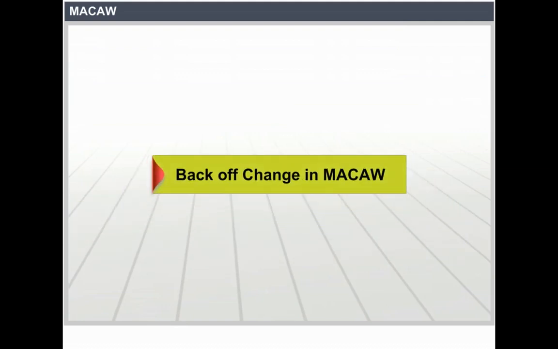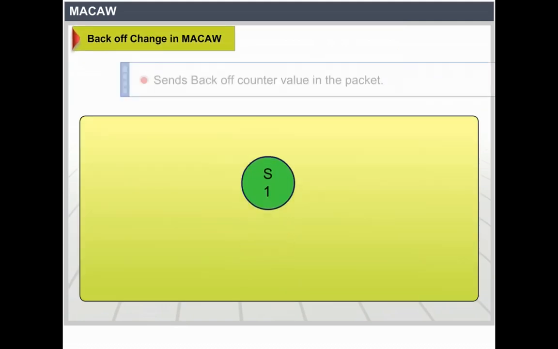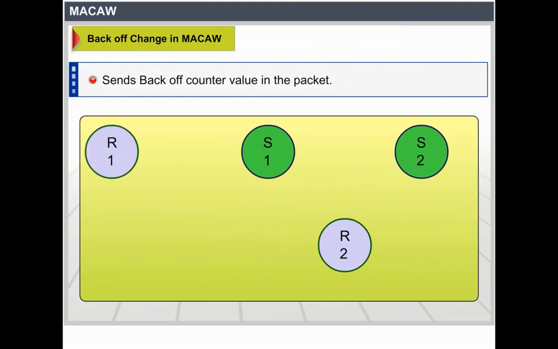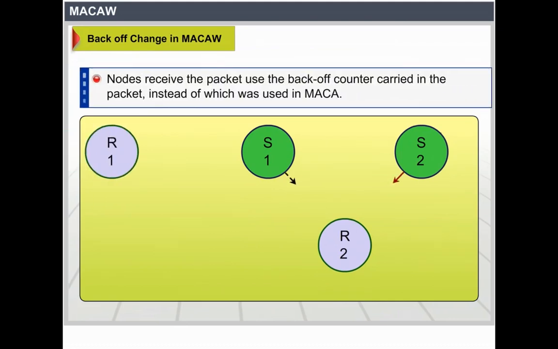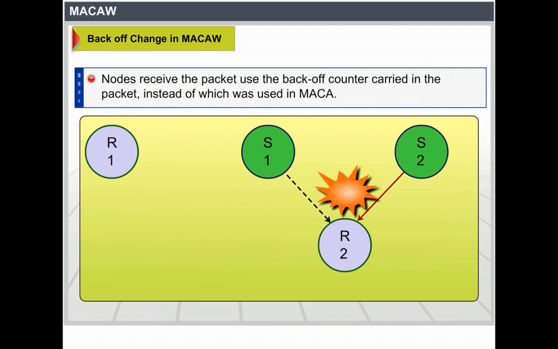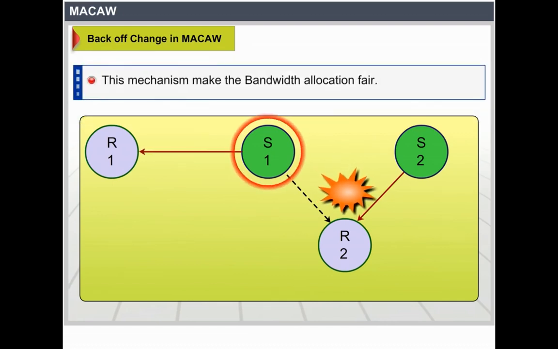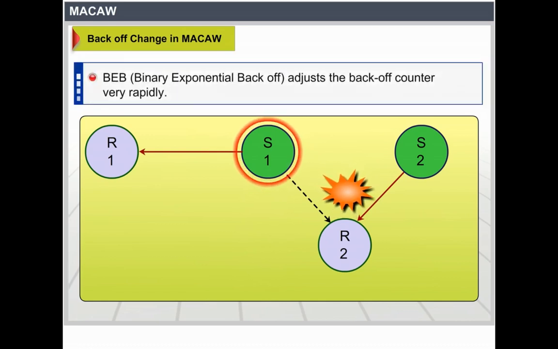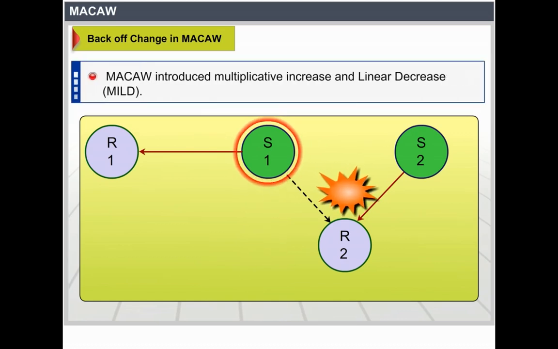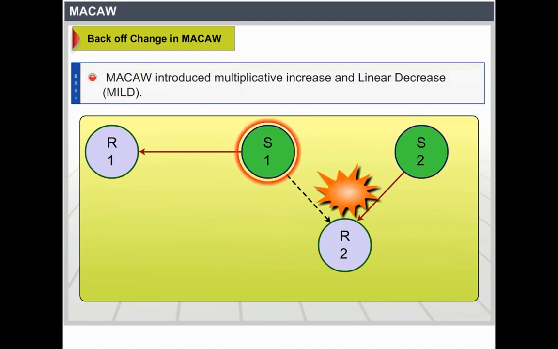Backoff change in MACAW. It sends the backoff counter value in the packet. Nodes receiving the packet use the backoff counter carried in the packet instead of that used in MACA. This mechanism makes the bandwidth allocation fair. BEB, binary exponential backoff, adjusts the backoff counter very rapidly, so MACAW introduced multiplicative increase and linear decrease, MILD.